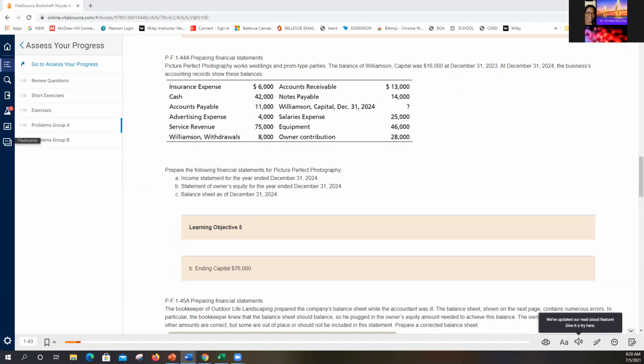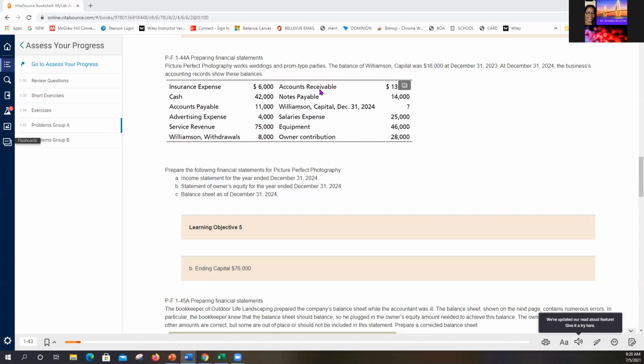The balance of Williamson capital was $16,000 at December 31st, 2023. At December 31st, 2024, the business's accounting records show these balances. You have insurance expense at $6,000, cash 42,000, accounts payable 11,000, advertising expense 4,000, service revenue 75,000, Williamson's withdrawals, meaning that the owner withdrew $8,000 from capital.